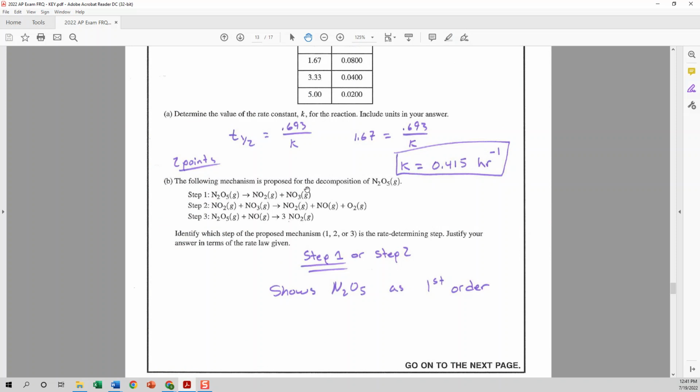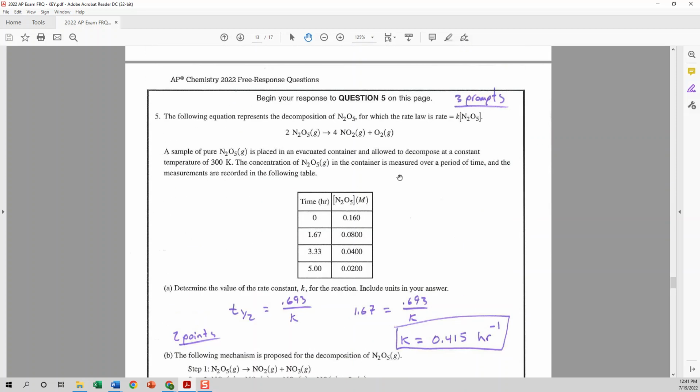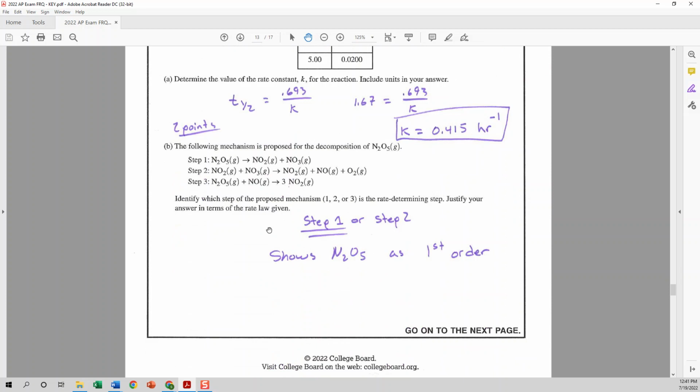But the answer is step 1, or you could say step 2. But step 1, it has to be step 1, and it's because it shows N2O5 as a first order reactant. And that is in agreement with the fact that we knew it was first order. Okay? But again, that's not anything that you need to know right now. This is the stuff we're going to talk about at the end of the year, right before the exam. Unit 7 is our last unit, and so we will get there, and you will understand this.